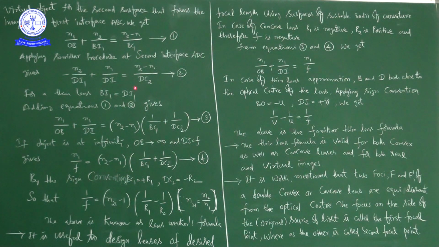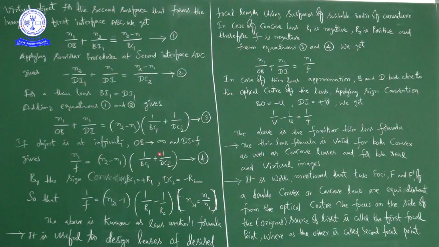These are the two equations for two different curved surfaces, surface 1 and surface 2. But actually the lens is the combination of two curved surfaces, so we have to add the two equations mathematically. By adding these two equations, we get the equation for the combination, which is actually the lens. This is the equation: n1 by OB plus n1 by DI is equal to (n2 minus n1) into (1 by BC1 plus 1 by DC2). It is like equation 3.